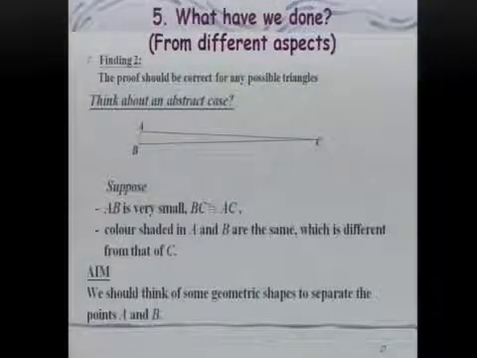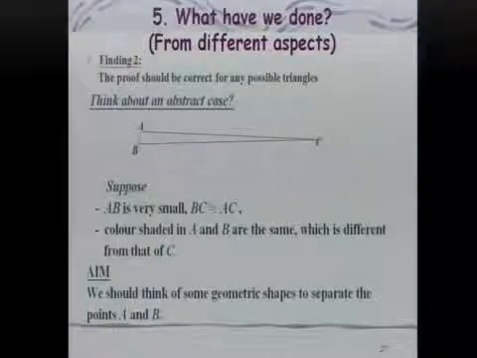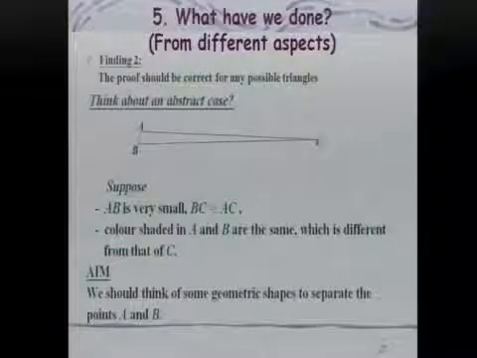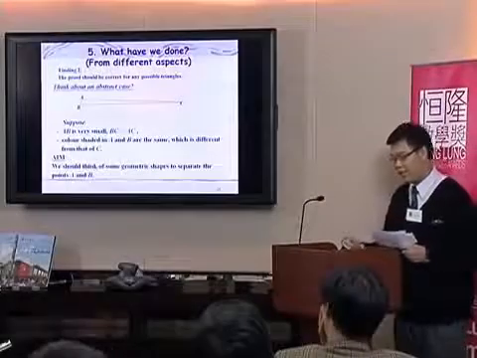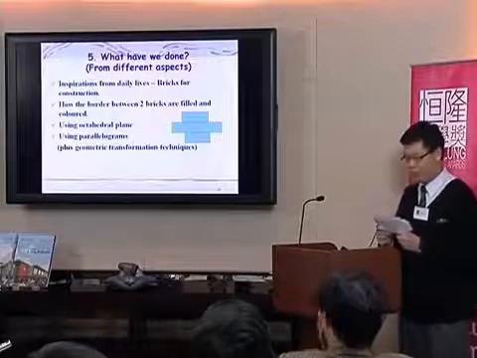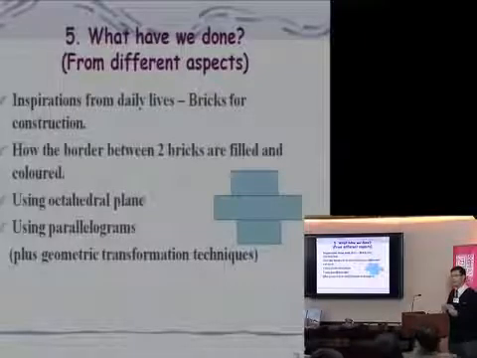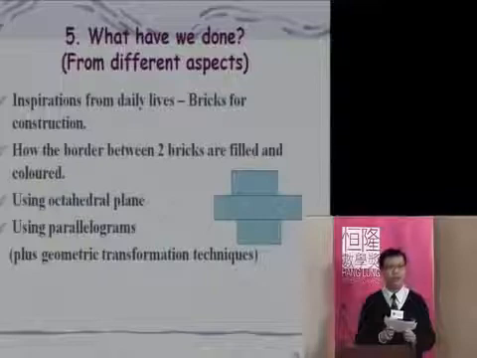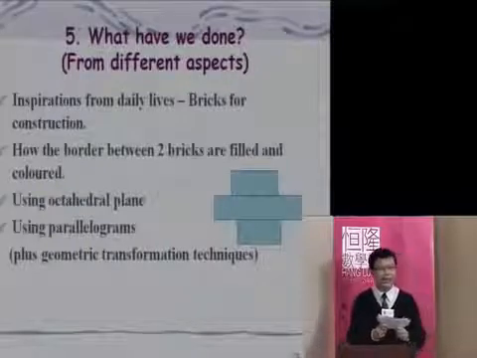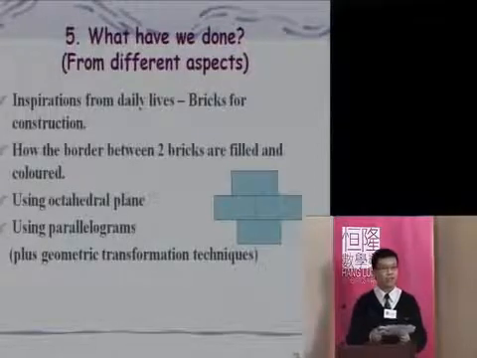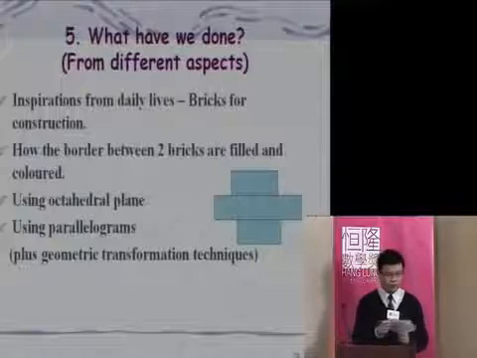Secondly, I think that if we want to solve the question completely, we should think of some geometric shapes to separate AB in a figure, where the distance of AB is extremely short, while the distance of AC is roughly equal to the length of BC. Actually, for this, I have even observed how the border between two bricks are colored and filled, and I have thought of using octahedral shapes for proving. However, as octahedral shape cannot fill up a plane completely, I got lost again. Also, I thought of using parallelograms and geometric transformation techniques. However, it failed as well.